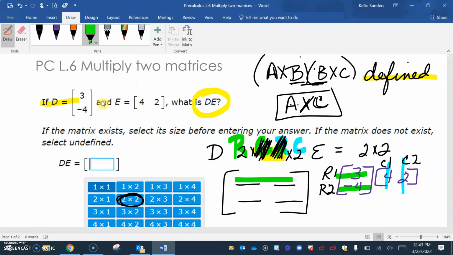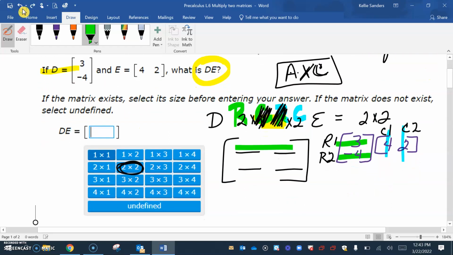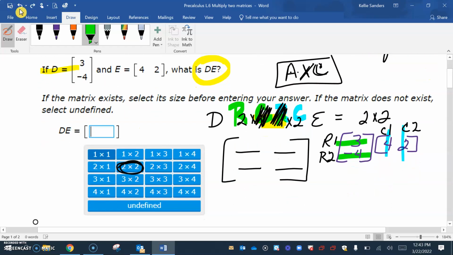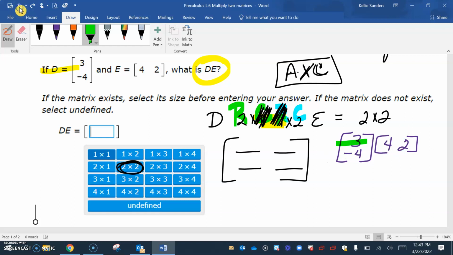Now for our answer, we're going to have 2 rows. Probably should have put all of that in different colors. Let me back up just a second. I'm still going to say the same words, but I want to use different colors. Take all of that green off.